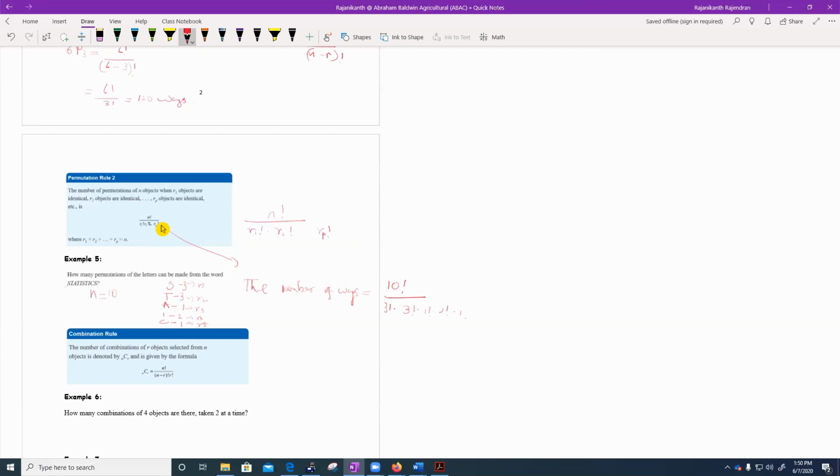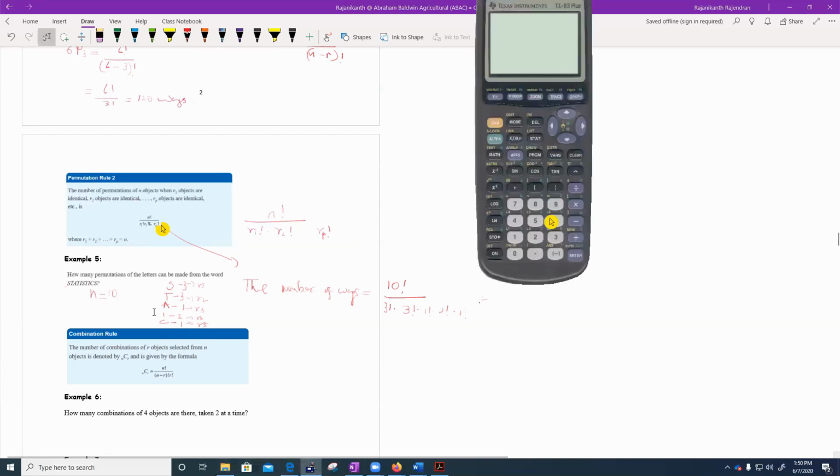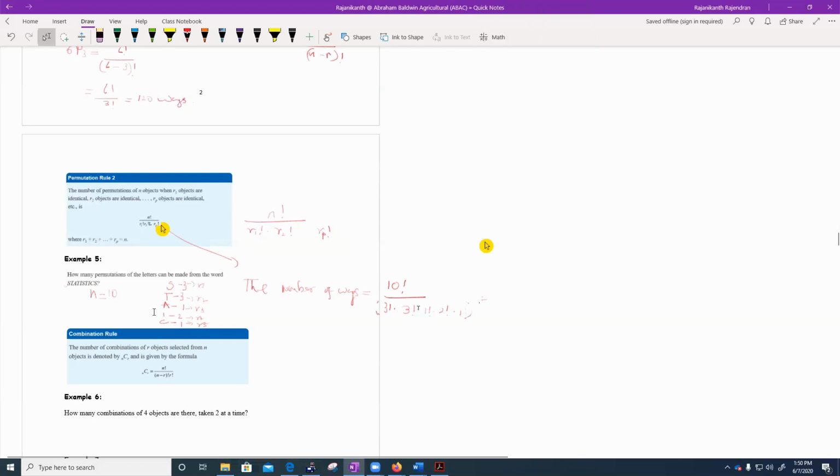So you could type all this by using the calculator at a time. You don't need to type one by one. You could type all at a time, okay? So if you want, I could show you. So I'm going to type this all at a time. So make sure that you are putting parentheses for numerator and denominator.